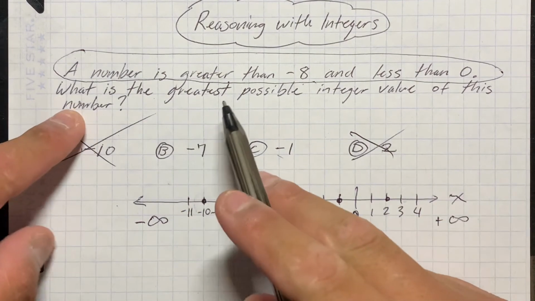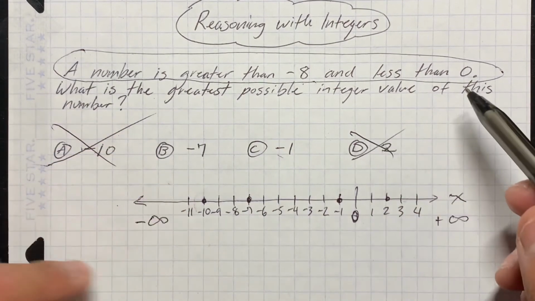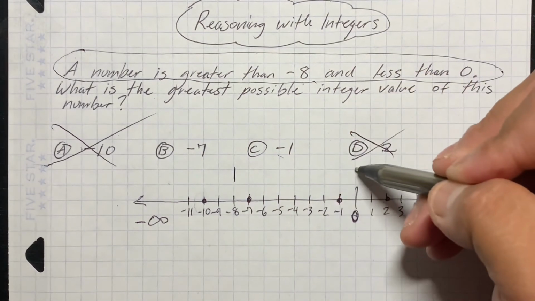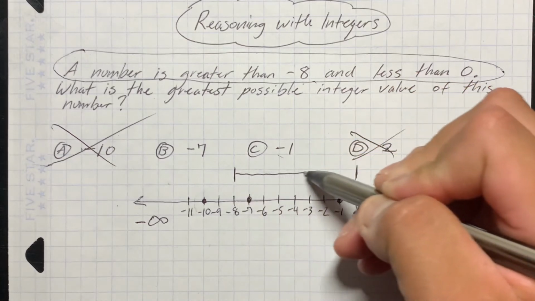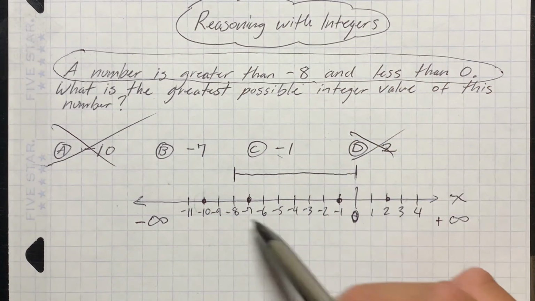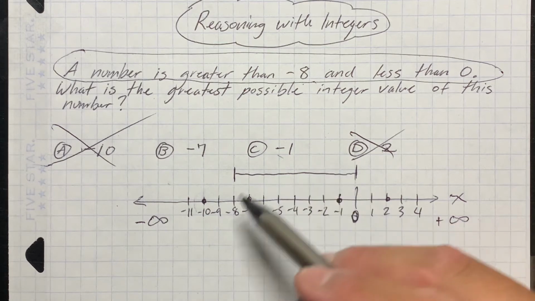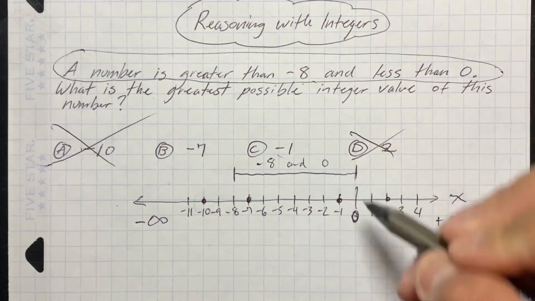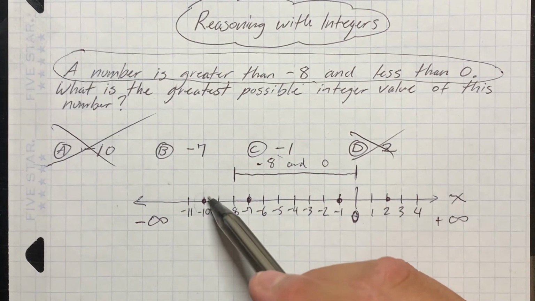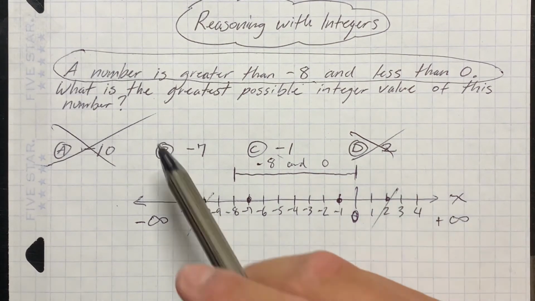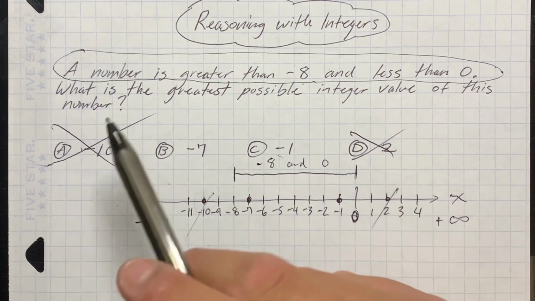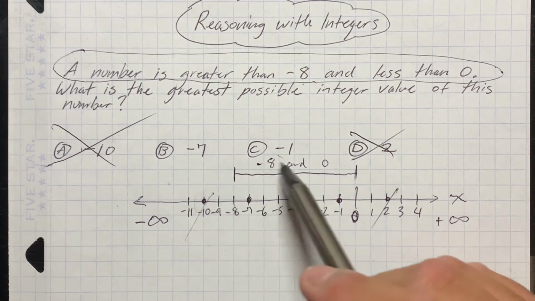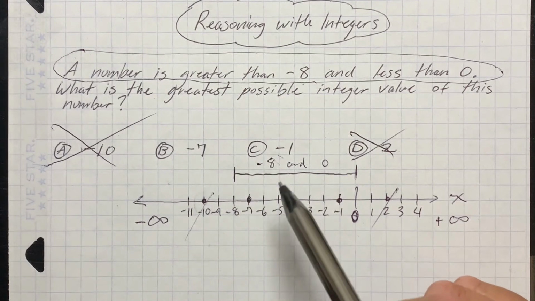So again, this number is greater than -8 and less than 0. So here's -8, and here's 0, the origin. Now this number that we're looking for is going to be somewhere in between here. This is going to be what we call a range between -8 and 0. So we know it's not going to be -10. We know it's not going to be +2, so that's what I meant earlier by it's not going to be A or D. It's either going to be -7 or -1. Now, between these two options here, which one is greater than the other?